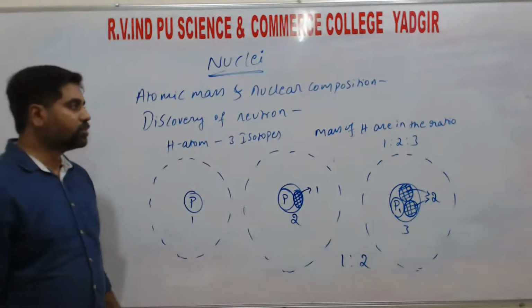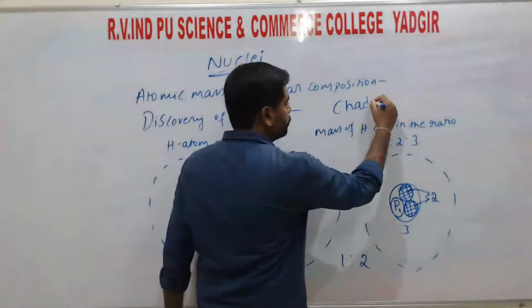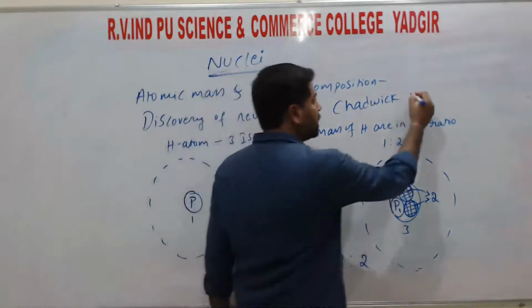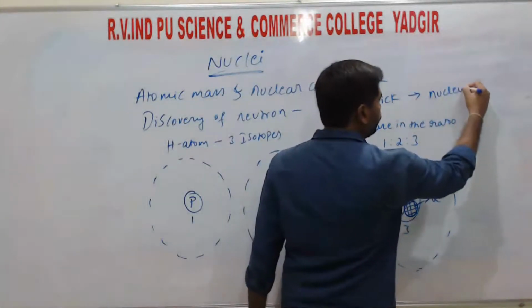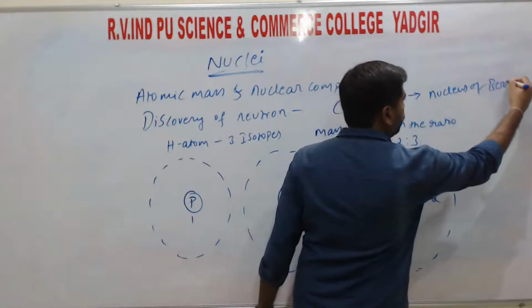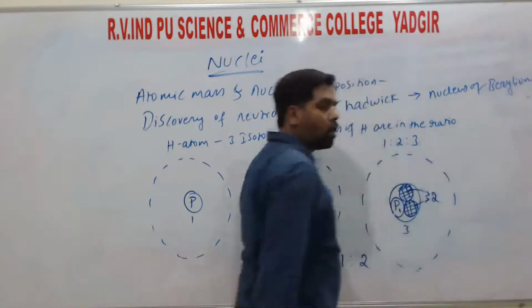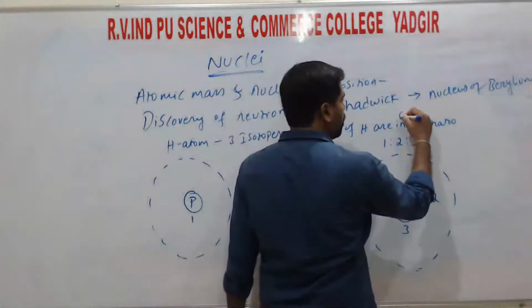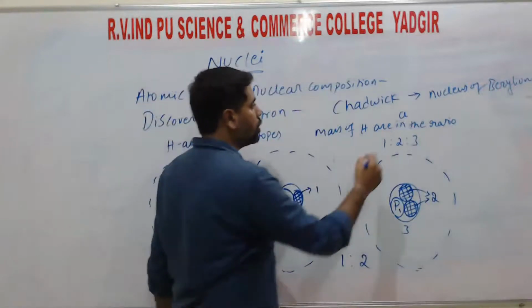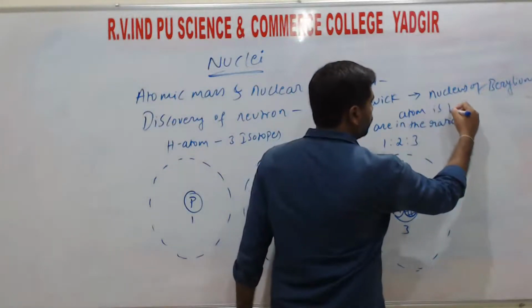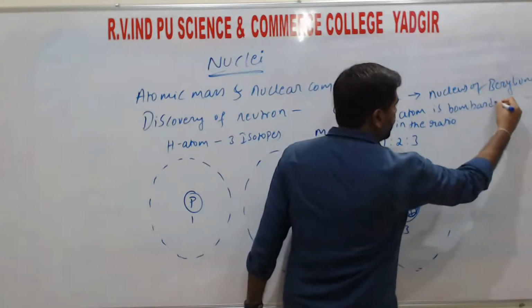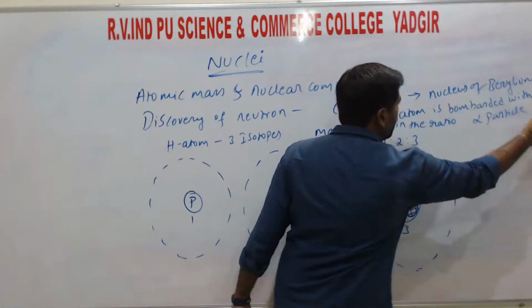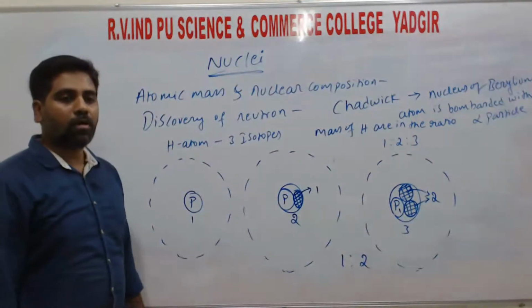So for that, James Chadwick conducted an experiment. He considered the nucleus of a beryllium atom bombarded with an alpha particle. The nucleus of the beryllium atom is bombarded with an alpha particle. Here the alpha particle is the nucleus of the helium atom, right?